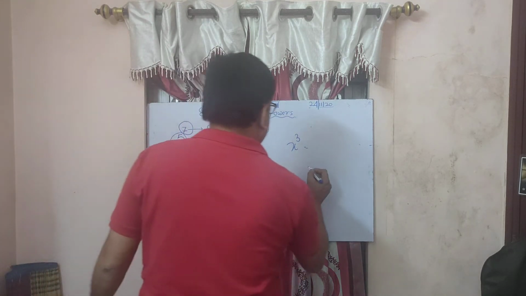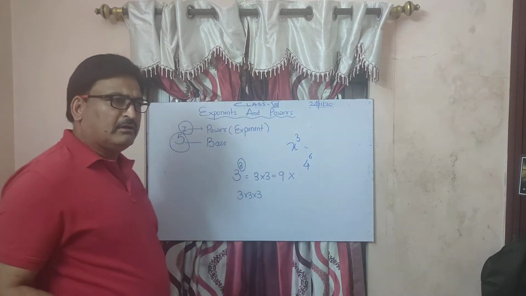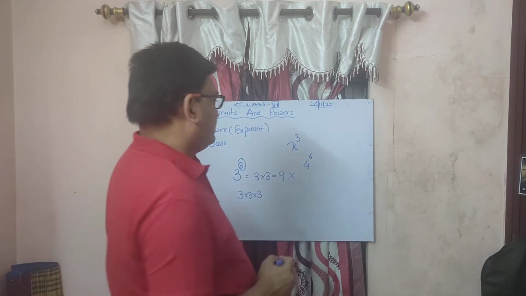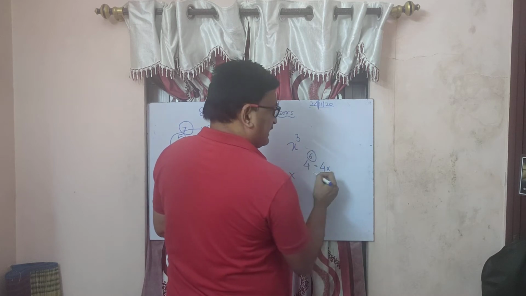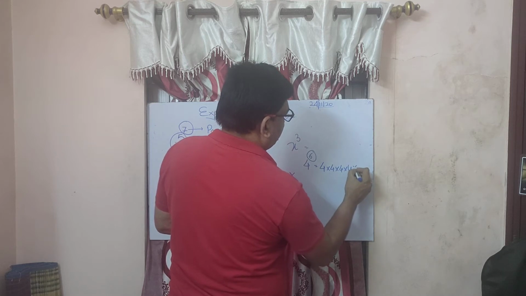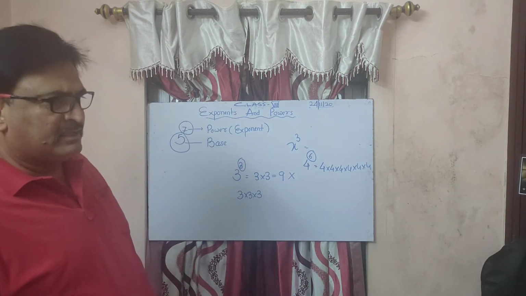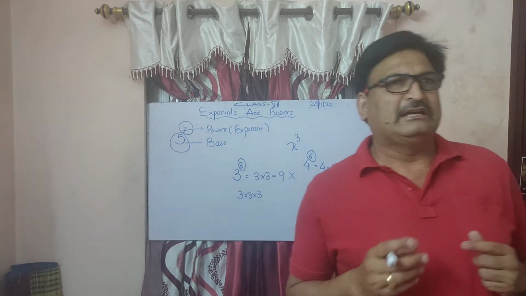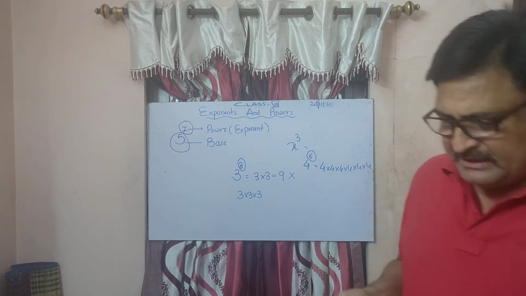If 4 to the power 6 is there, it means 4 is multiplied 6 times. The same number 4 is multiplied 6 times: 4 into 4 into 4 into 4 into 4 into 4. The exponents and powers topic makes us write the bigger thing in a smaller form. For example, another example.